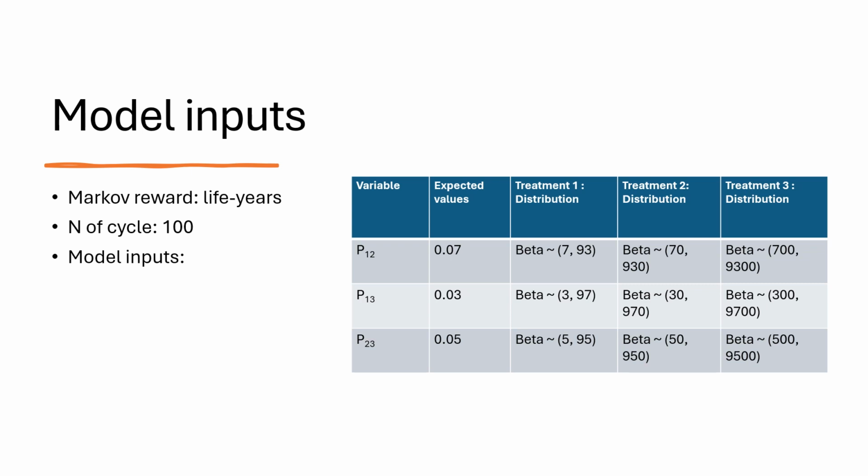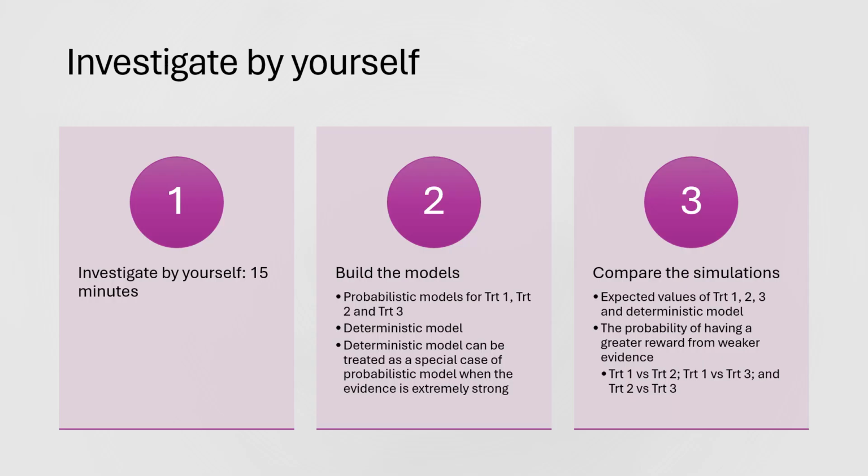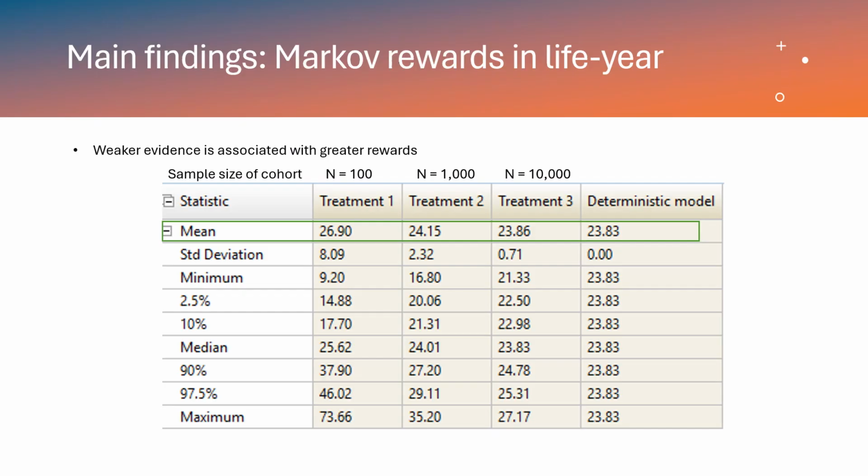The distributions of model parameters are shown in the table. This density plot shows beta distribution data with the same expected value and different sizes of cohorts. The evidence from the small sample size, the left plot based on 100 patients, has a greater variance than the right plot from 1000 patients. To better understand the findings, I suggest that you pause this video and spend a couple of minutes developing the models on your computer. Now, let us review the findings.